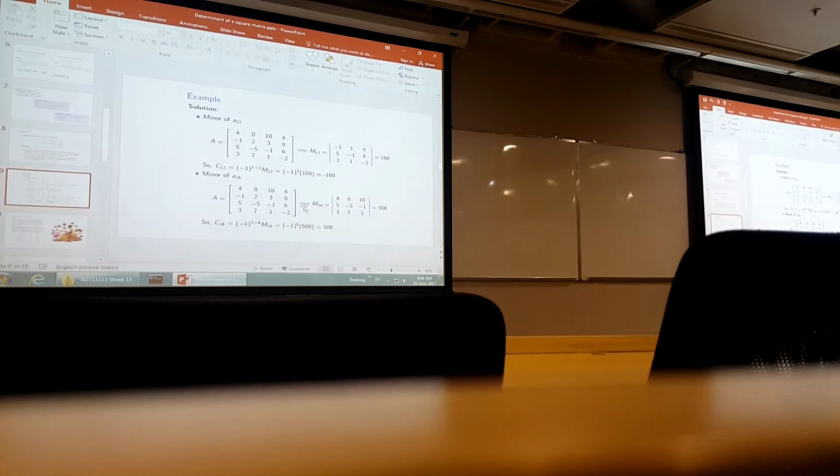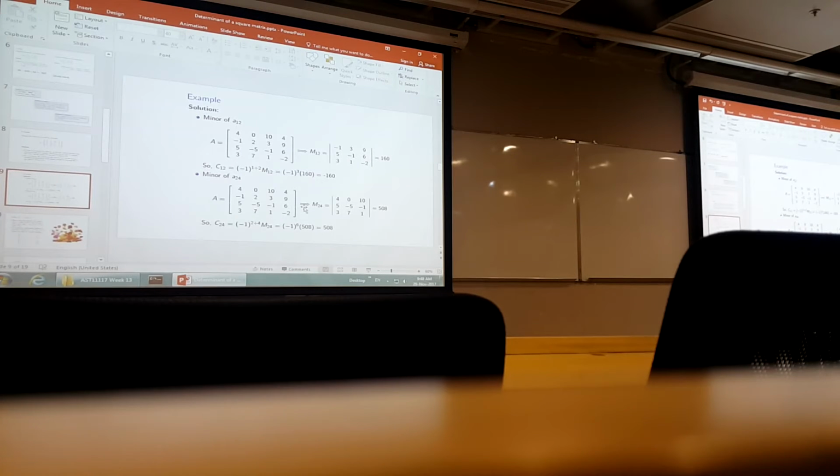This is the determinant of these remaining numbers, and it is defined to be the minor of this position. Second row, fourth column. Okay? Now that is the definition of minor.